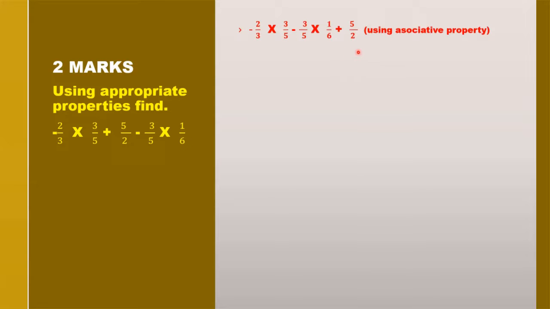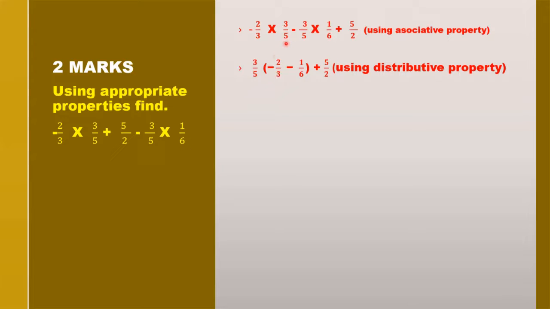See, you can see 5 by 2 shifted in the last, minus 3 by 5 along with 1 by 6 is shifted in the front. Now, here you can see 3 by 5 is common. It's repetitive. So, it is taken common. That is called using distributive property. Means taking 3 by 5 common.